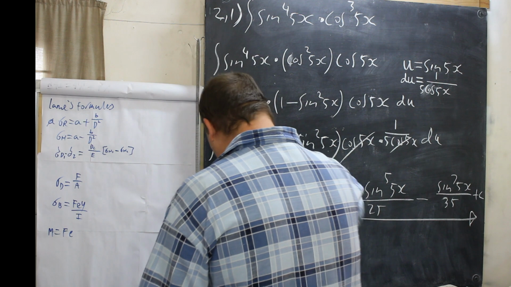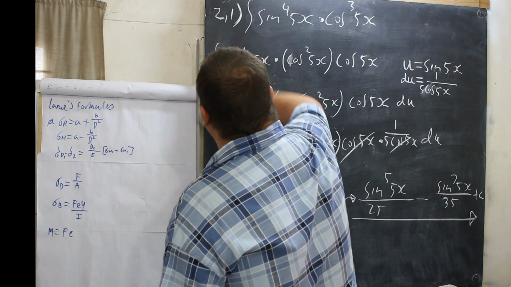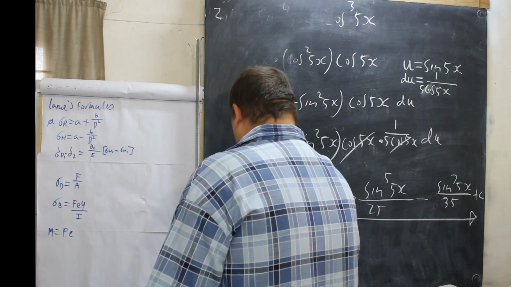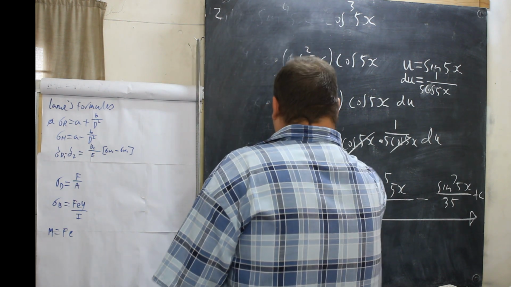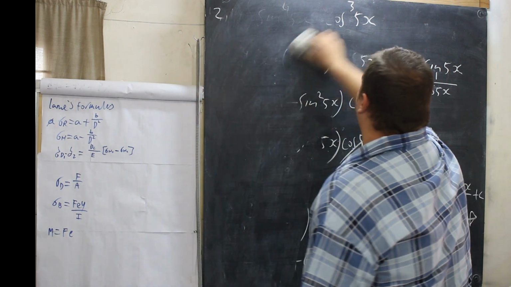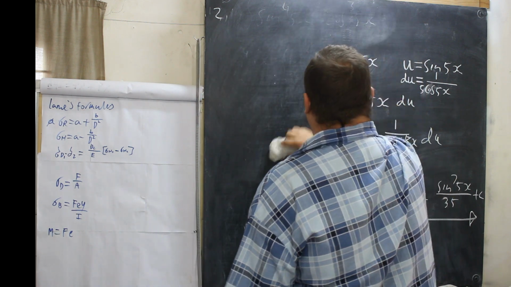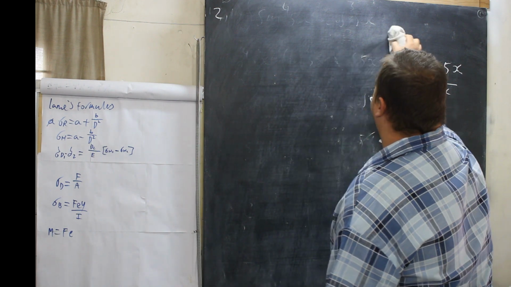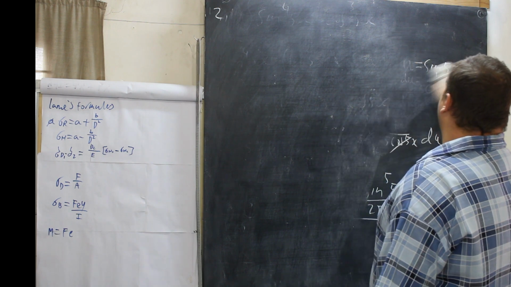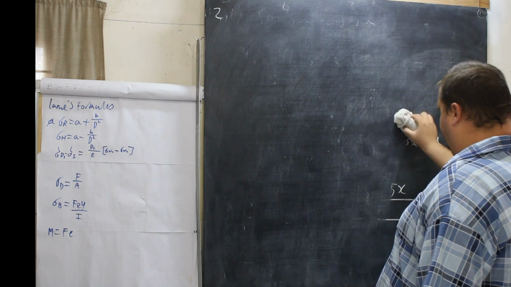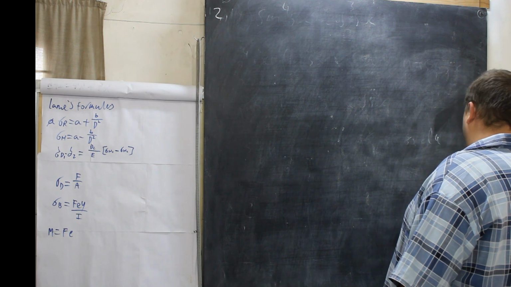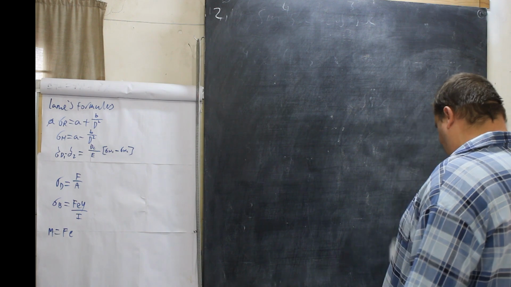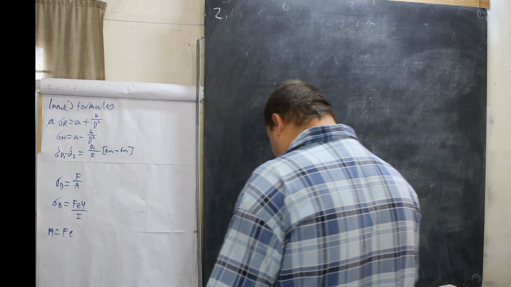So now we're going to move on to 2.2. This integration technique was called u substitution, where we use u substitution. Next one is a little bit more complicated.